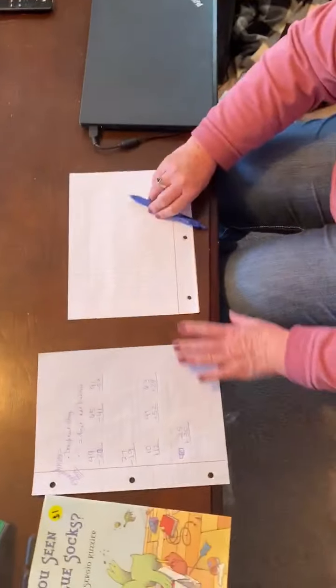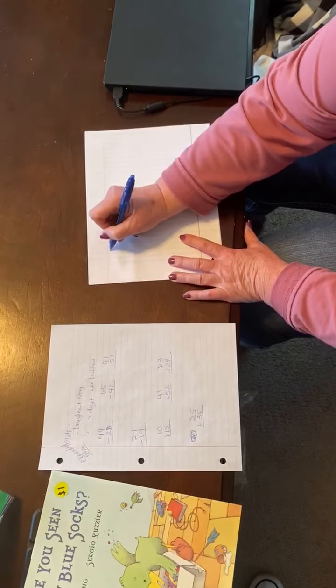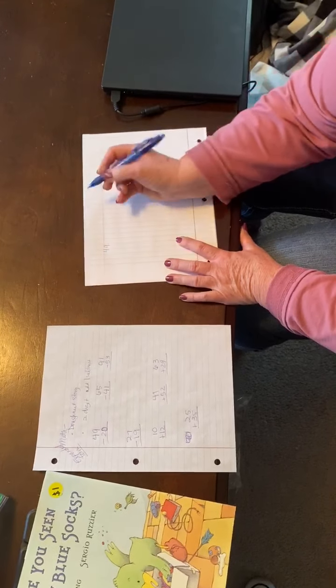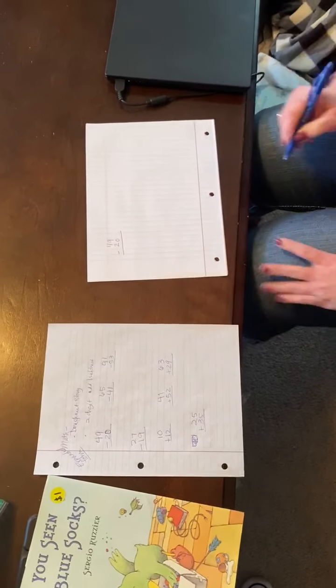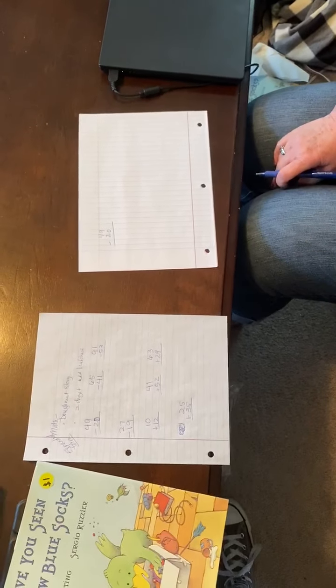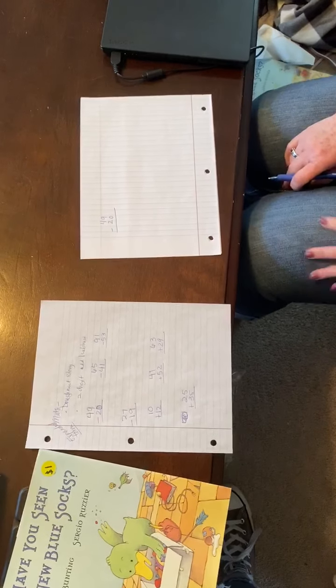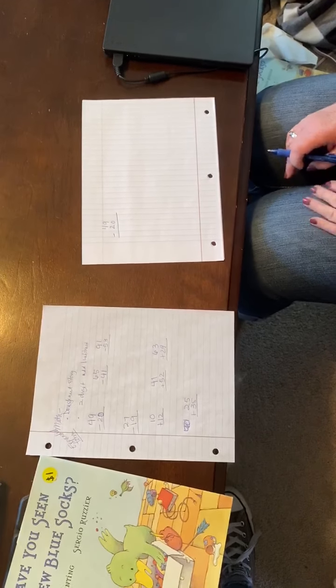You can either just work along with me, or you can do it on your own piece of paper, whichever works for you. So here we go. Our first problem is going to be 49 minus 20. And I already know a couple of you are saying, oh man, this is so easy peasy. Well, we're going to do some with regrouping and without regrouping.